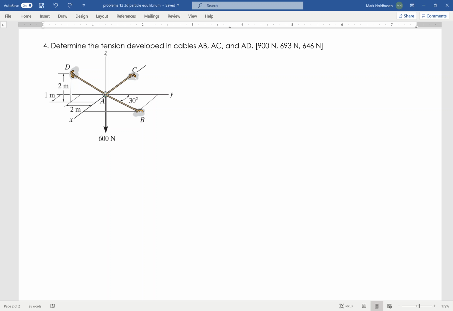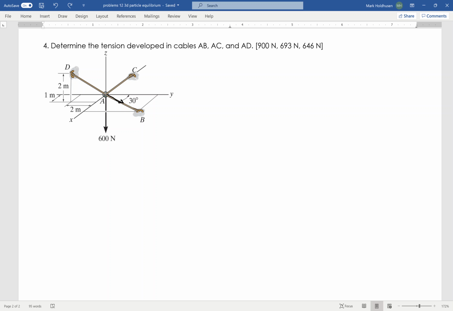Okay, so again, I want to find the tension in these three cables, knowing I got 600 acting straight down. So I'll draw my free body diagram. Again, I'll do it right on top of what I've got here. So I've got that 600 newtons. Don't need to worry about changing that, right? It's already a force, so I don't have to take gravity or anything.